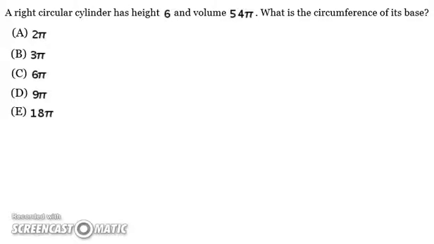This is the official SAT question of the day from the College Board website for November 12, 2015. I'm going to show you how to answer it. A right circular cylinder has a height of 6 and a volume of 54 pi. What is the circumference of its base?